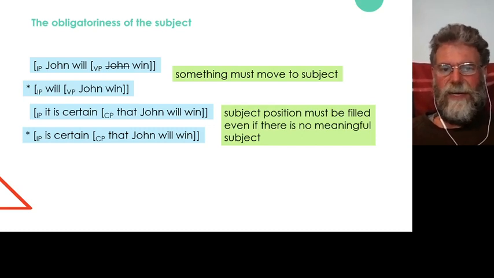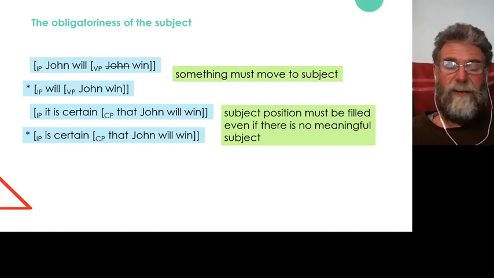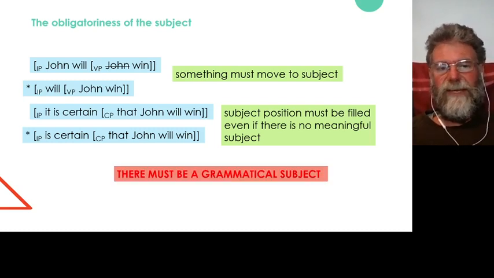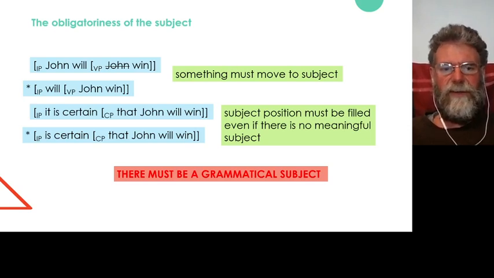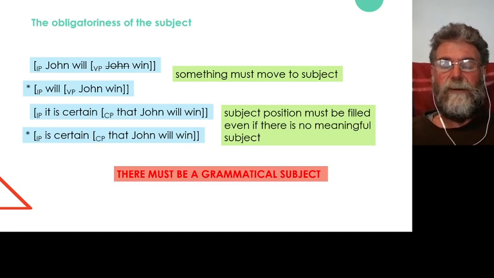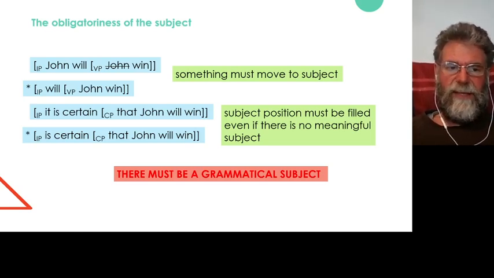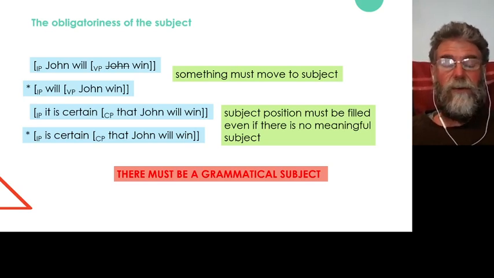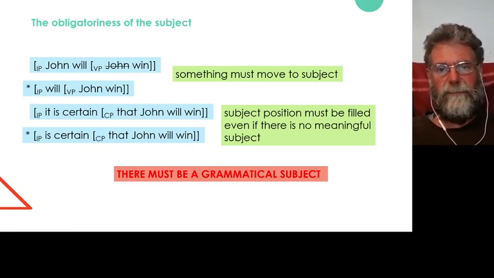Even if there's no meaningful subject to fill it, we just have to fill it with a meaningless subject. All this adds up to there being some grammatical requirement that there be a grammatical subject. Not a semantic subject, that's not a requirement. Some predicates don't have subjects of their own, but we've got to fit something into that position. So it looks as though there's no getting away from it. Clauses must have subjects, at least by the time we get to S-structure.